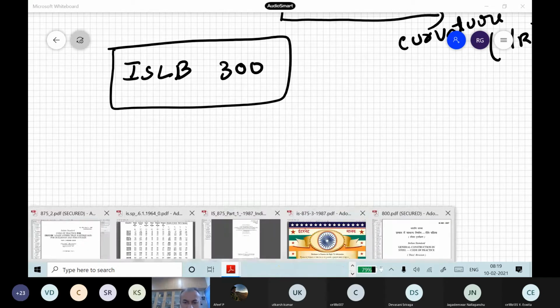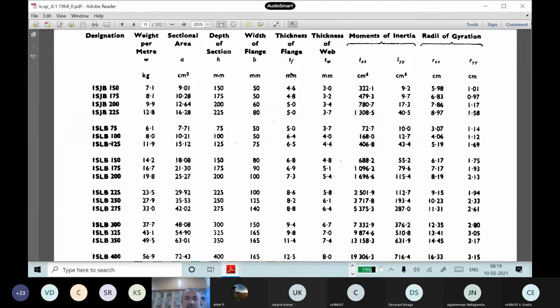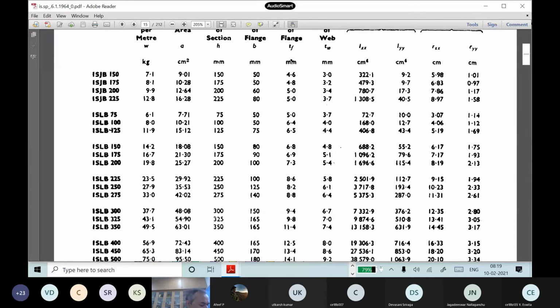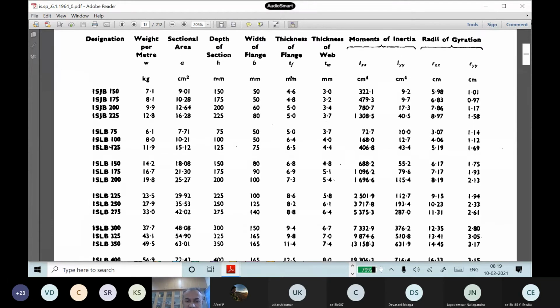So you open our steel tables first. This is my steel tables, which I already shared with you yesterday. ISLB 300 is here. The weight is given, then the sectional area, and the depth of the section is 300. The flange width is 150, the thickness of the flange is 9.4, and the thickness of the web is 6.7.